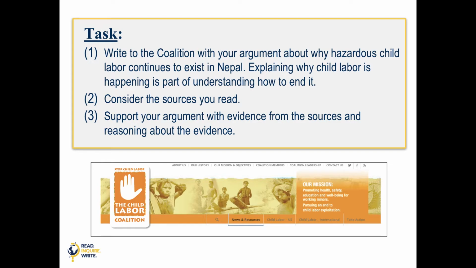Your task is to first write to the coalition with your argument about why hazardous child labor continues to exist in Nepal. Explaining why child labor is happening is part of understanding how to end it. Then consider the sources you read and support your argument with evidence from the sources and reasoning about the evidence. You will write an interpretation-style essay to respond to the question. Remember, an interpretation-style essay is a type of essay that helps you share what you think about the question based on evidence. Our investigation will guide you step by step in developing your response.